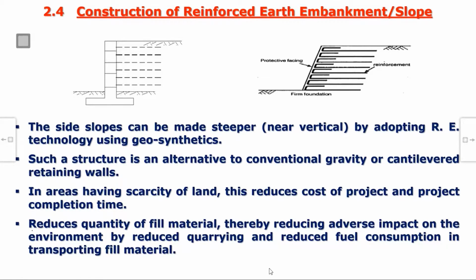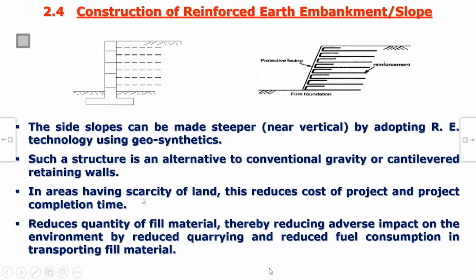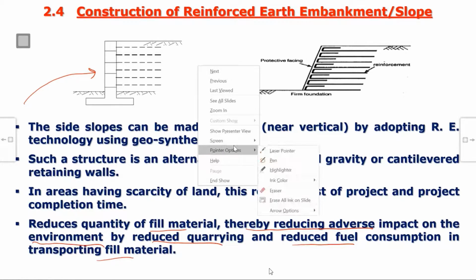Secondly, it reduces the quantity of fill material, because otherwise if you would have a bank, you will need some fill material here. And this fill material you take either by quarrying or by mining, which are nowadays again very difficult due to environmental concerns and all. So when you reduce the quantity of fill material, you also reduce the adverse impact on the environment, because you reduce the quarrying, and you also reduce the fuel consumption in transporting this material from the quarry to here, which is quite significant. So many dumpers, tippers and all, they will come. So that also you can save.